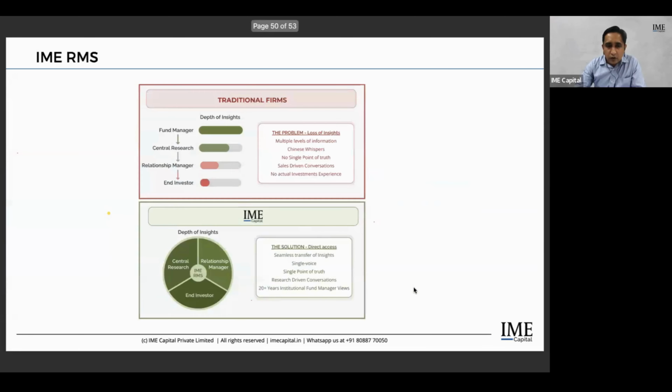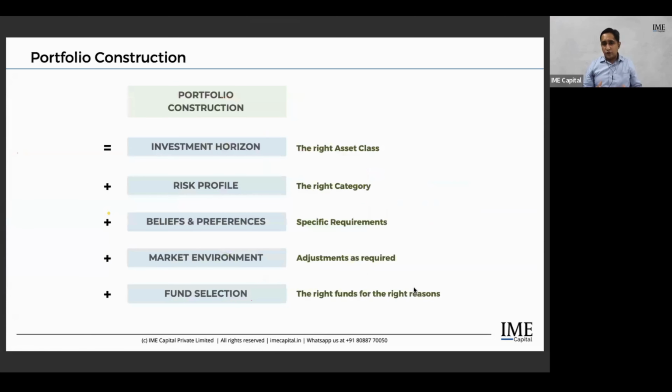Sure. So now, this is where we speak about portfolio construction, where we have spoken about the asset class selection, the category selection, specific requirements, the kind of IME fund rating methodology. If you see this, a market environment. Market environments are dynamic and are constantly changing. Currently, you have uncertainty around the level of growth in India, you have uncertainty on tariffs. There are always going to be certain underlying uncertainties.